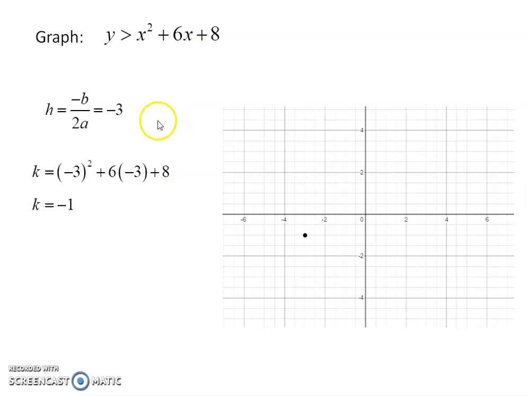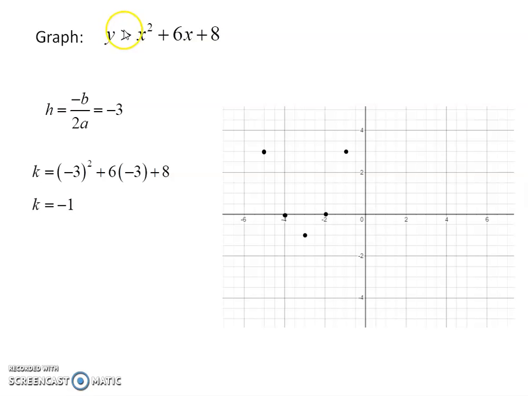Then I'll pick some other x's, typically close to that. Like if I plugged in negative 2, squared is 4, minus 12 plus 8. Negative 2 as an x gives me 0 as a y. If I plugged in negative 1, squared is 1, minus 6 is negative 5, plus 8 is positive 3. That's my next point. And by symmetry, these same two points appear on the other side as well. So now I can draw in my parabola.